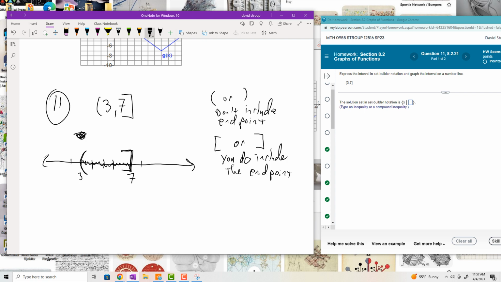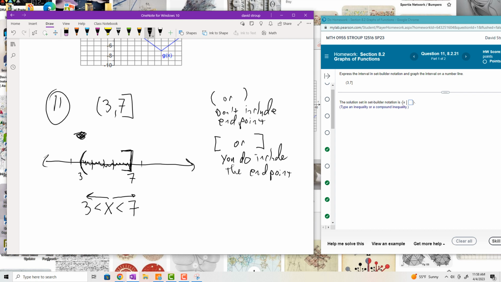For the set builder notation, you have to write this as an inequality. So it's all values x in between 3 and 7. You use those carets to indicate that x is greater than 3. If you read it in this direction, x is greater than 3. And if you read it in this direction, x is less than 7. So this would indicate everything in between 3 and 7.